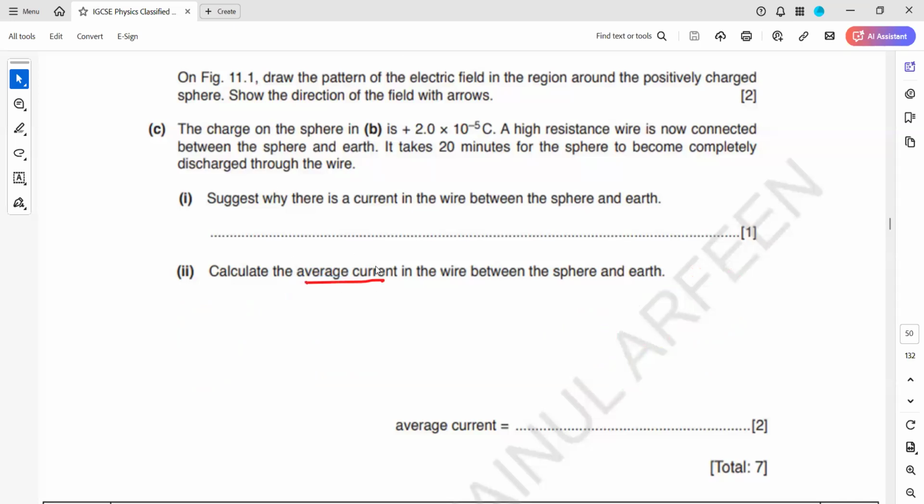Next is the average current in the wire. If you need the current, to find the current, it is the rate of flow of the charges, the charge divided by time. How much charge flows in the circuit? 2 multiplied by 10 to the power minus 5.